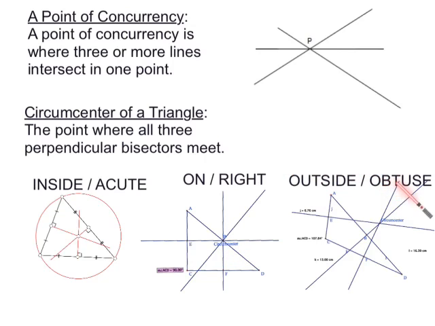For an obtuse triangle, an obtuse triangle is a triangle that has one angle inside that's more than 90 degrees. So if you can see here, angle ACD is actually 107, and that's more than 90 degrees. Since that is happening, your circumcenter, where all the perpendicular bisectors meet, will be found on the outside of the triangle, not on the triangle or inside the triangle.